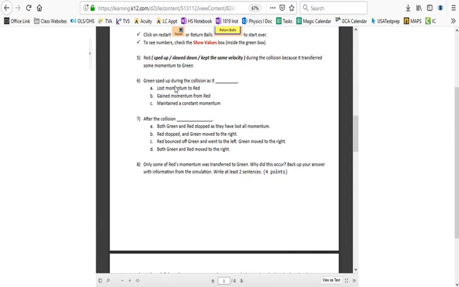6. Green sped up during the collision as it lost momentum, gained momentum, maintained a constant momentum. Look at that momentum vector. Look at those numbers. 7. After the collision, both green and red stopped as they have lost all momentum. B. Red stopped and green moved to the right. C. Red bounced off green and went to the left. Green moved to the right. D. Both green and red moved to the right.